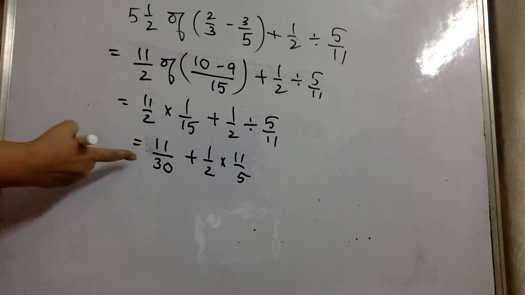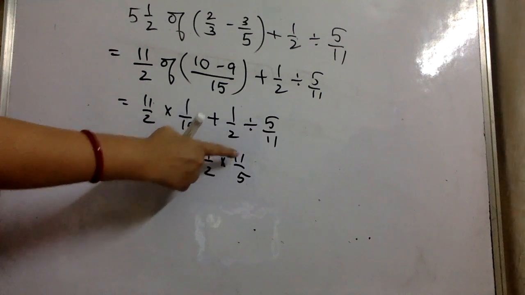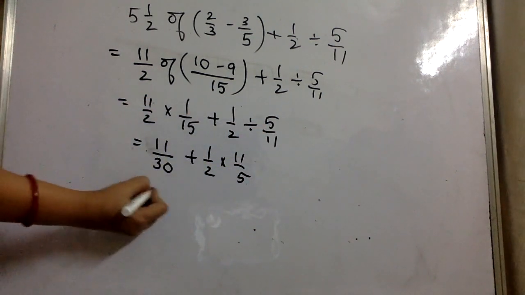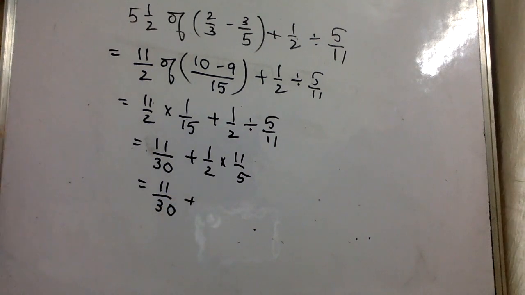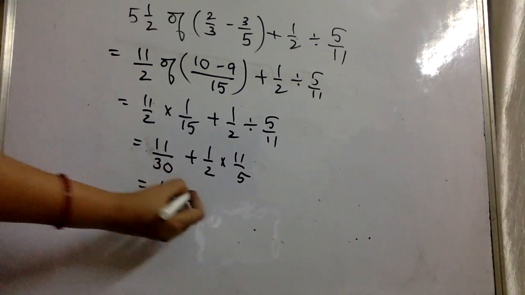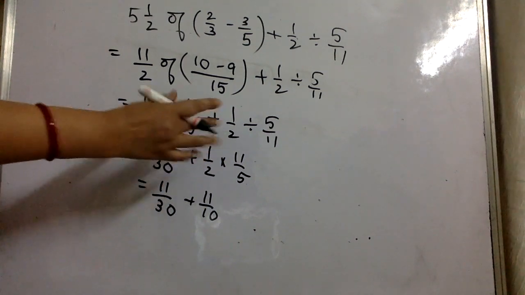Okay, now that gives me, now this is not cancelling anymore. Due to the division, I have converted it to the reciprocal. That is 11 by 30 plus, how much is it then? 11 by 30 plus 11 by 10. Because there was no option, nothing cancelled, so I just multiplied.